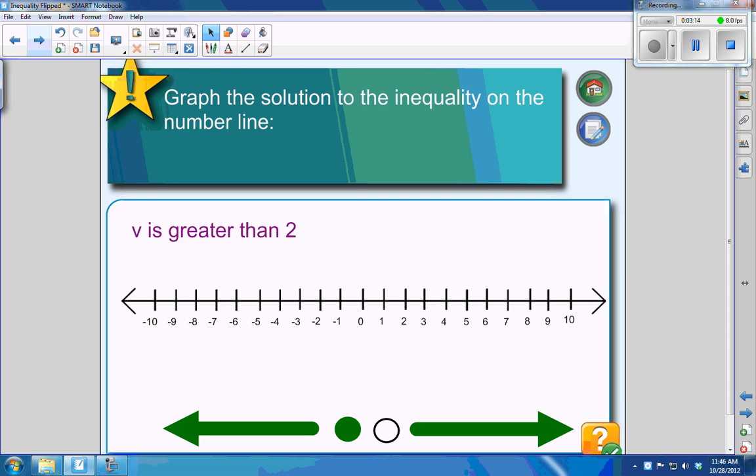This one is just in the form of a sentence, so please write the inequality and then graph it out. All right, we have v is greater than 2, so the mouth faces towards the v. And then it is an open dot, and it is greater than 2. There you go.